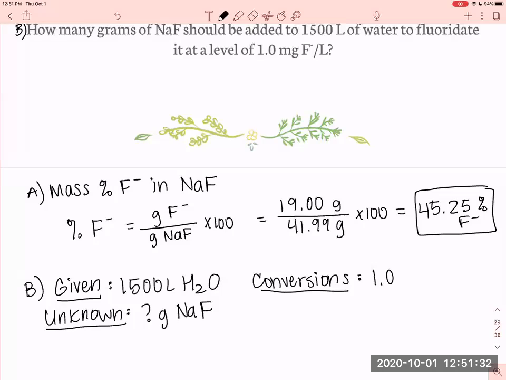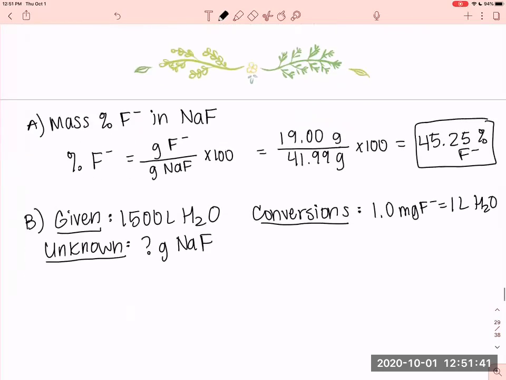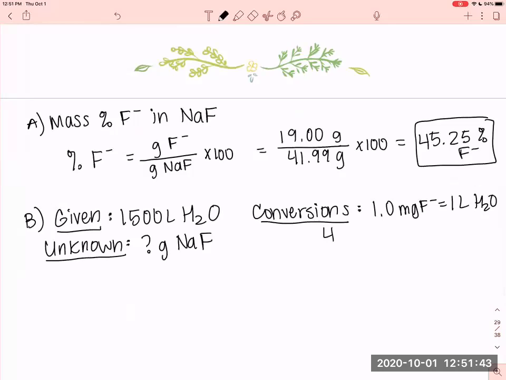Conversions: we've got 1.0 milligrams of fluoride equals 1 liter of water. So that's a conversion that they're giving us. And then we also have another conversion, this percentage we just found. So how can I write that as a conversion? I can say this many grams of fluoride is equal to 100 grams of sodium fluoride. You can also use 19 grams, 41.99 grams, same thing. But if you want to really practice using a percentage as a conversion, here goes that conversion.